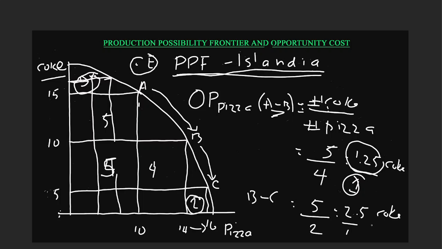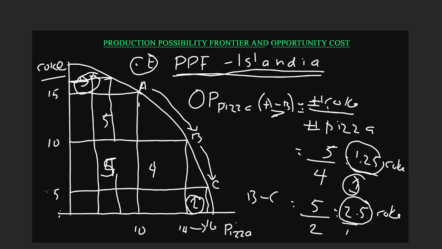Okay, so what does this mean? This means that in moving from point B to C, right, they have to give up 2.5 units of Coca-Cola for each additional unit of pizza. This is how much an additional unit of pizza costs to move from point B to C. To change the combination from B to C, the cost of pizza is 2.5.